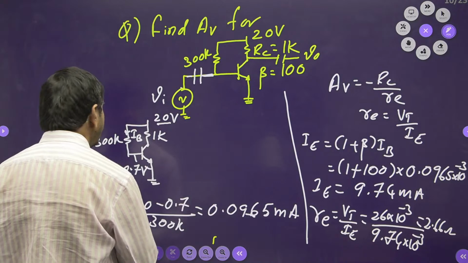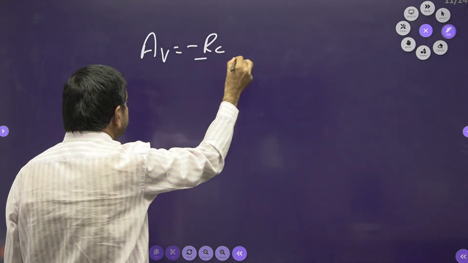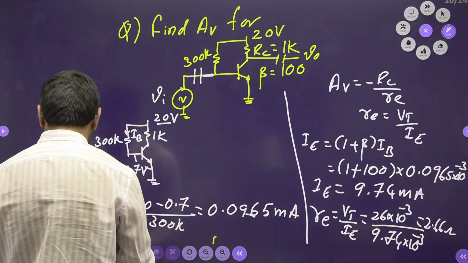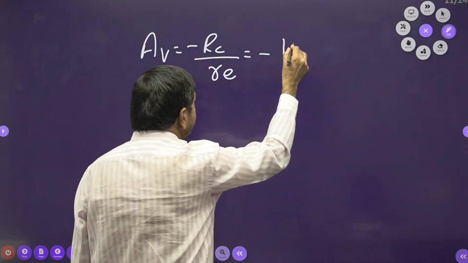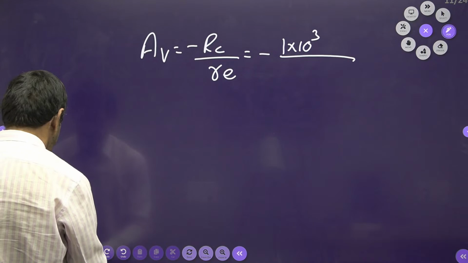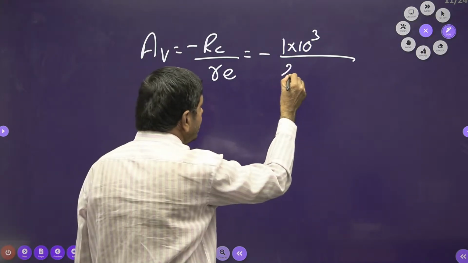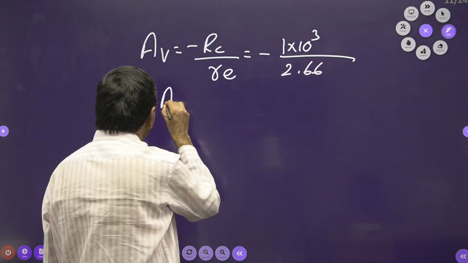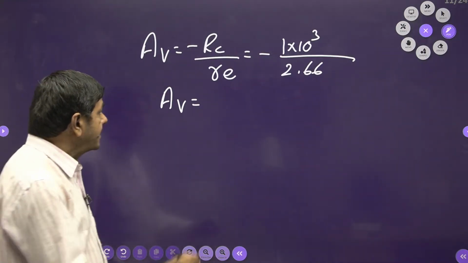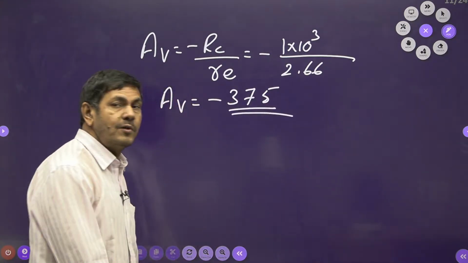What is the voltage gain you can apply? AV equals minus RC by re. RC is given as 1K, and re is 2.66 ohms. Use a calculator, and then the voltage gain you will get is minus 375. That much voltage gain you can get.